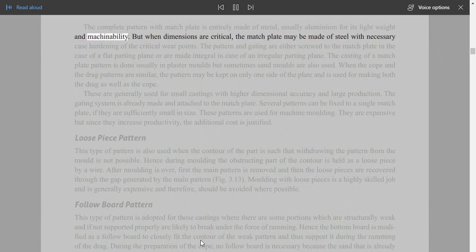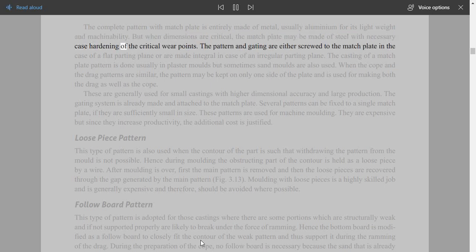Aluminium is used for its light weight and machinability. But when dimensions are critical, the match plate may be made of steel with necessary case hardening of the critical wear points. The pattern and gating are either screwed to the match plate in the case of a flat parting plane, or are made integral in case of an irregular parting plane. The casting of a match plate pattern is done usually in plaster molds, but sometimes sand molds are also used.